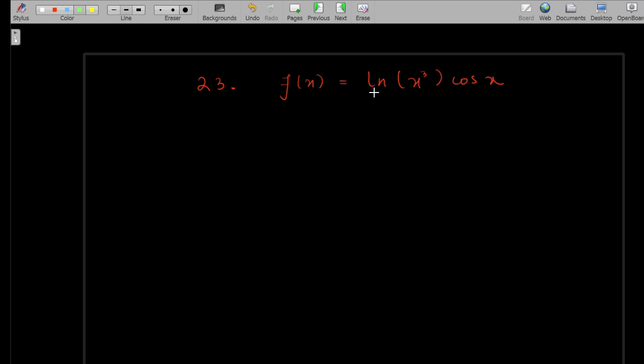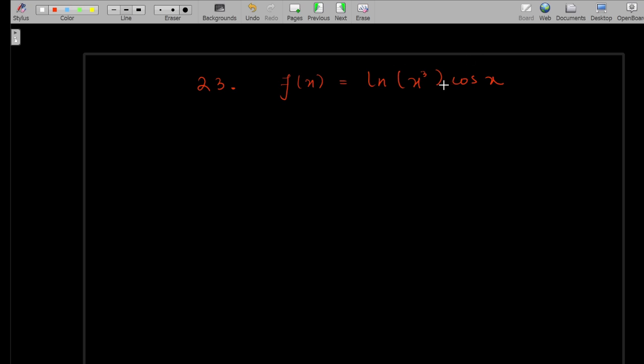Okay, so the first step here, I know that f of x will be equal to, wait, sorry, ln cosine x, because that's the outside, and then g of x will be equal to x cubed.